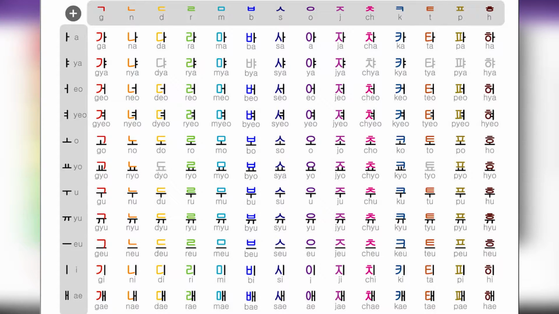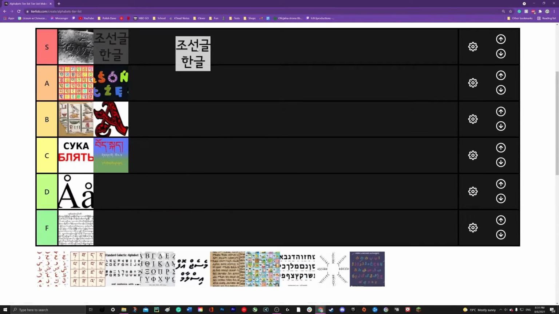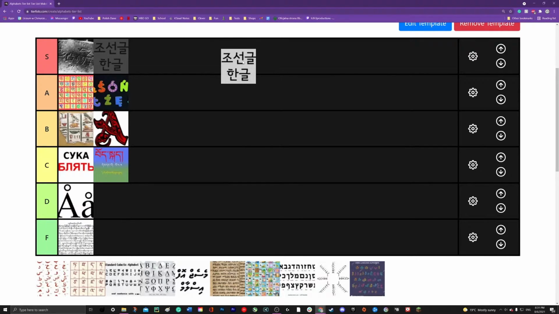And I'll tell you why the Korean system is cool. Every character that begins with G is similar, and every letter that begins with D is similar, and then every letter that begins with A is similar, etc., etc. So you end up with this very cool table of every single letter, and I believe this would be extremely convenient in everyday life in Korea, and that's why this alphabet is getting an S tier, next to the oldest language or alphabet on Earth known.